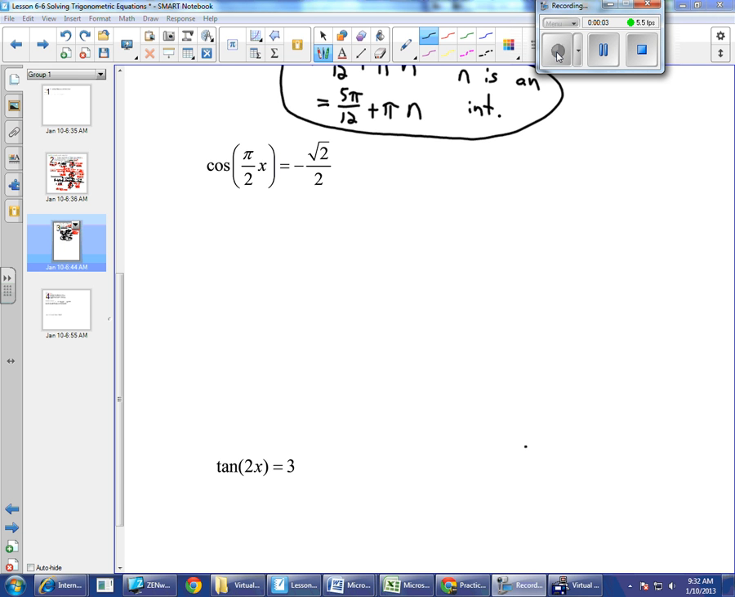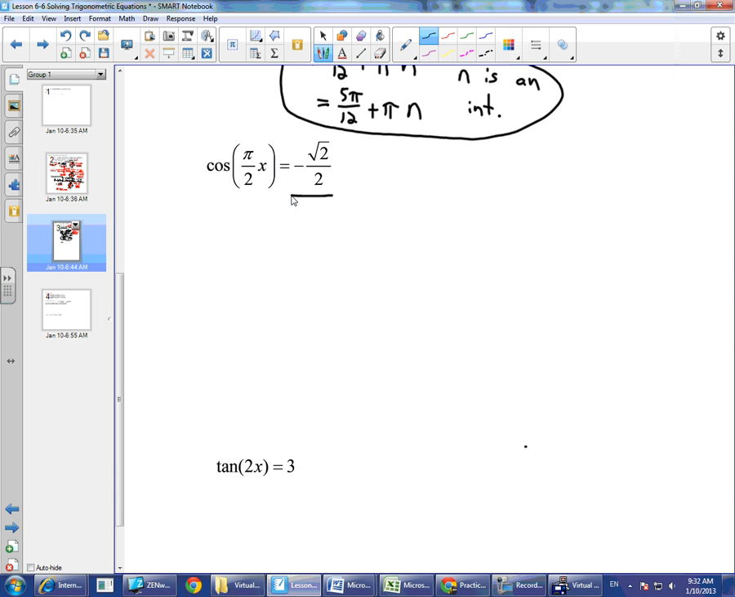Now, for the last couple problems here. All right, so again, first thing I'm going to do is find the two solutions on one cycle of cosine without changing the period. And again, negative square root of 2 over 2 is a ratio on the unit circle that we should know. So I'm going to go to my unit circle.